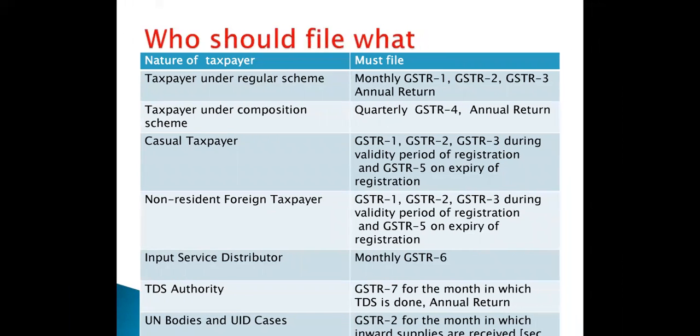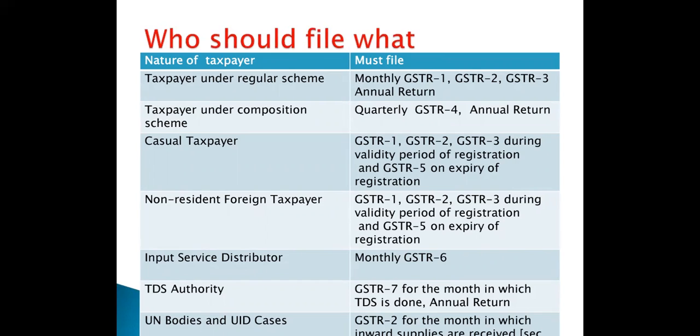Then who should file what? Who has to file what? The taxpayer under the regular scheme should file the monthly GSTR 1, 2, 3, and the annual return. Right, one who is under the regular scheme. Then the taxpayer under the composition scheme. Some taxpayers are under the composition scheme. They should file the quarterly GSTR 4 and the annual return.